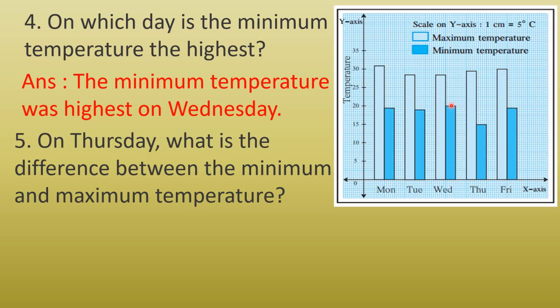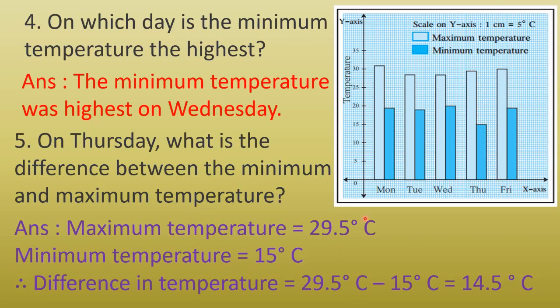Question number 5. On Thursday, what is the difference between the minimum and maximum temperature? So here we have to find the difference. Difference means we have to subtract. So here you can see maximum temperature, that is 29.5 degree Celsius, and minimum temperature you can see that is 15 degree Celsius, and the difference is 29.5 degrees Celsius minus 15 degrees Celsius. When you subtract, we will get 14.5 degree Celsius.